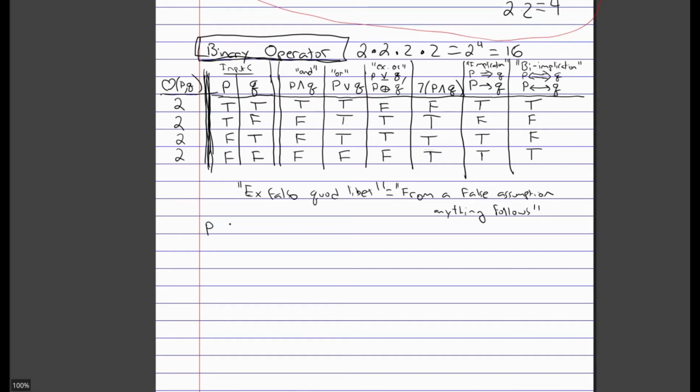But let's say we have two statements, P and Q, where P can be true, true, false, false. Q could be true, false, true, false. This gives us all of our possible inputs to our operators, for binary operators, I should say.